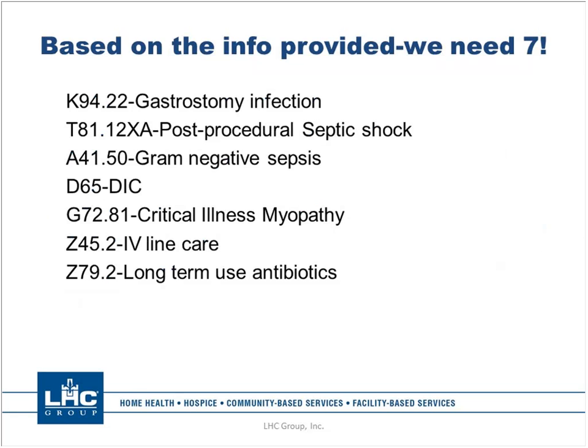So we have our K94.22 gastrostomy infection, T81.12XA post-procedural septic shock, and then A41.50 gram-negative sepsis. Then we have our DIC, our critical illness myopathy, our IV line care, and our long-term use antibiotics.